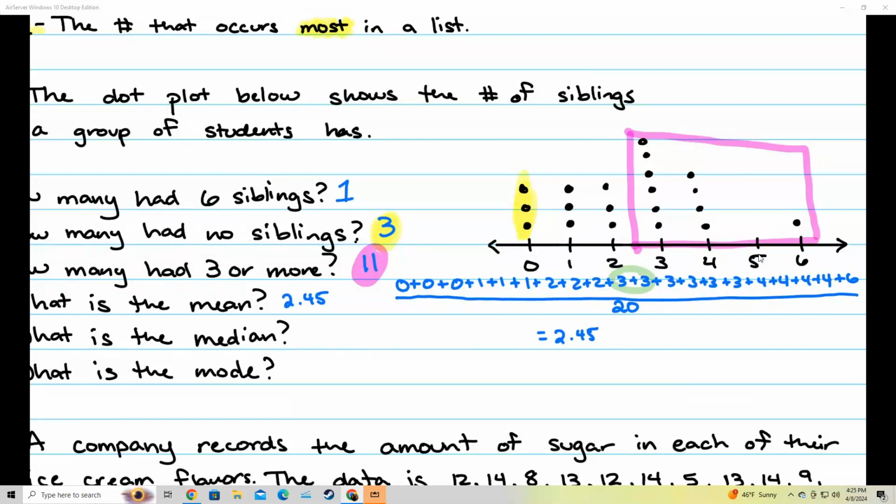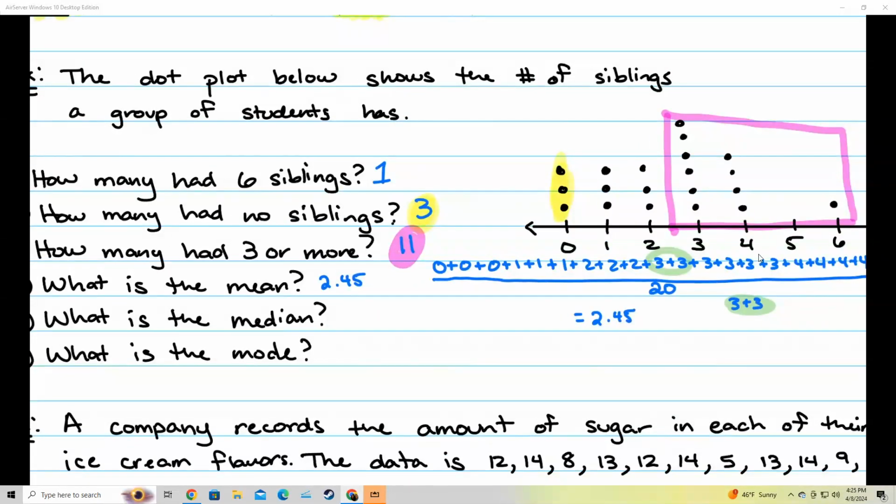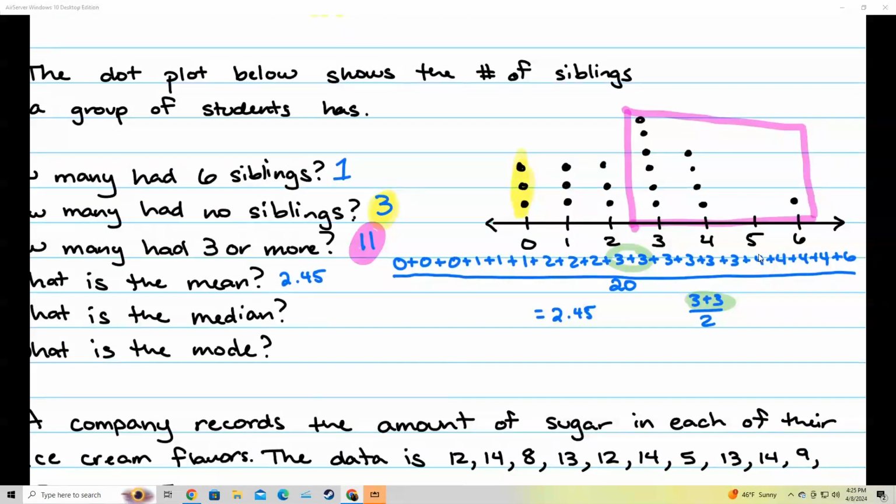So I'm going to take that 3 plus 3 and find the mean of those 2 numbers, and divide it by 2. We're basically finding what's in the middle of 3 and 3. Well, there is no number in the middle of 3 and 3. That's why when you add these up, you get 6 divided by 2. So the middle number between 3 and 3 is obviously going to be 3. My median is 3, and I got it by using this formula here.